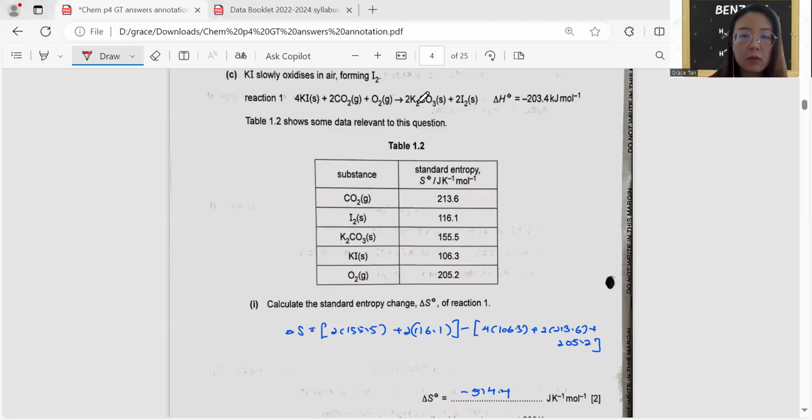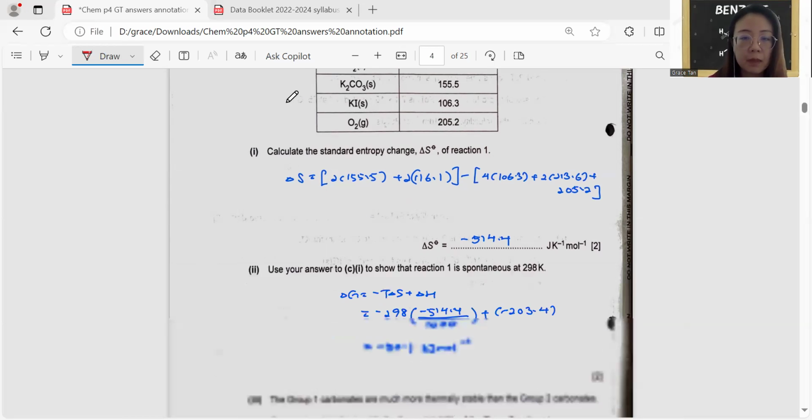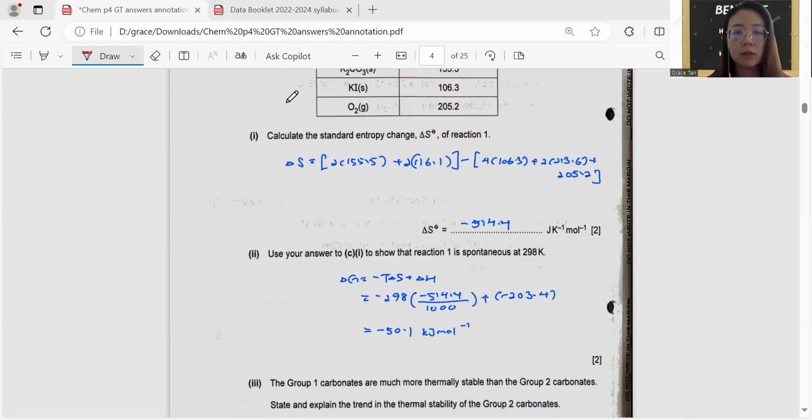Okay, but the working is correct. You have to take 2 times potassium carbonate, so 2 times 155.5 plus 2 times iodine, which is 2 times 116.1. You sum it up and you minus the total summation of the reactants. Okay. Now next, use your answer in C1 to show that reaction 1 is spontaneous at 298.